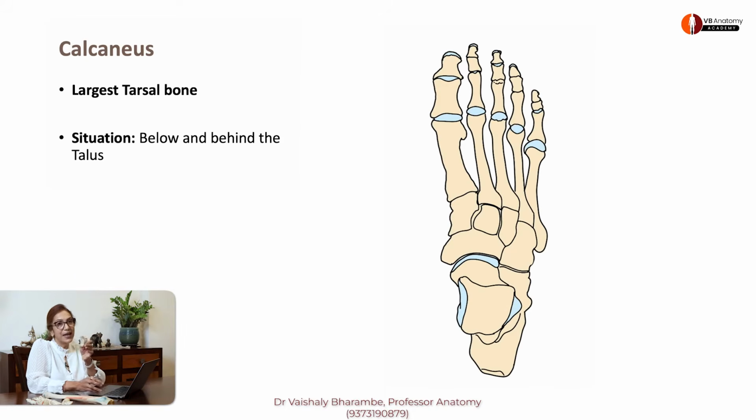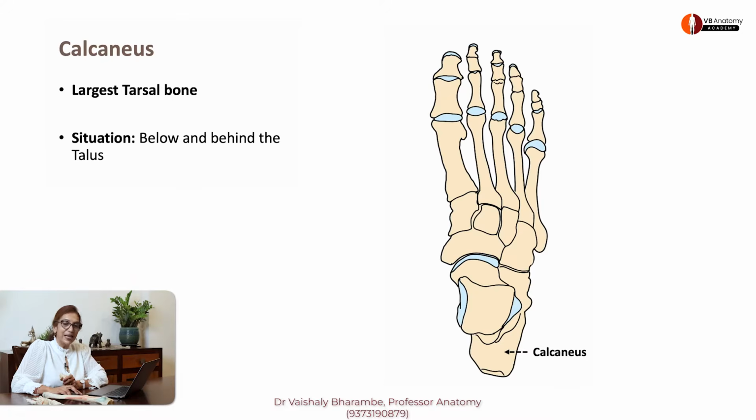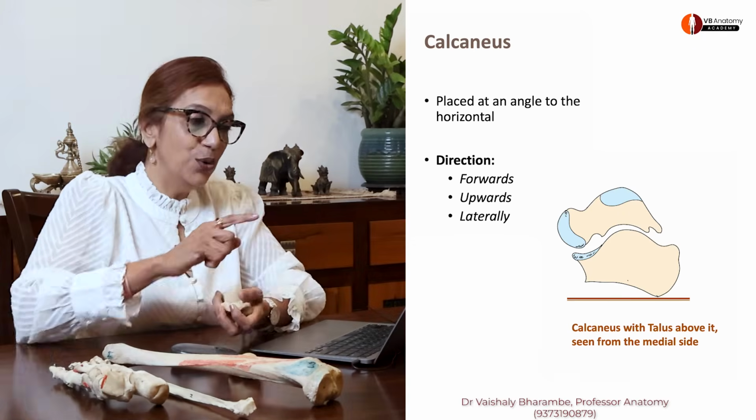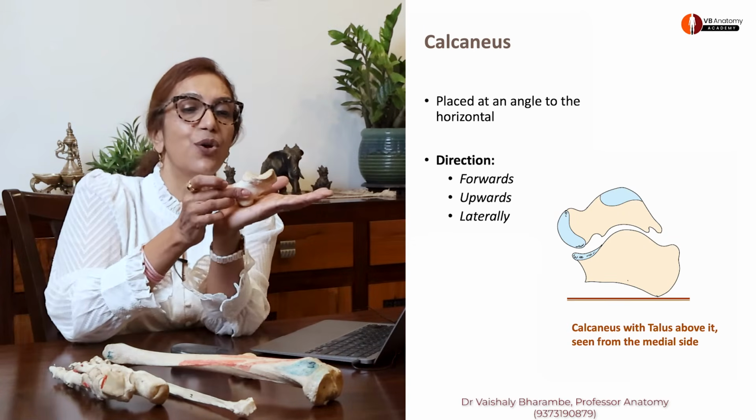It is situated below and behind the talus. We've already seen that it gets situated below the talus, subtalar in position. So here's your calcaneus, here's your talus. The calcaneus is to be held in such a way that the anterior end of the calcaneus is directed forwards, upwards and laterally. See, you can see that the calcaneus is not horizontal.